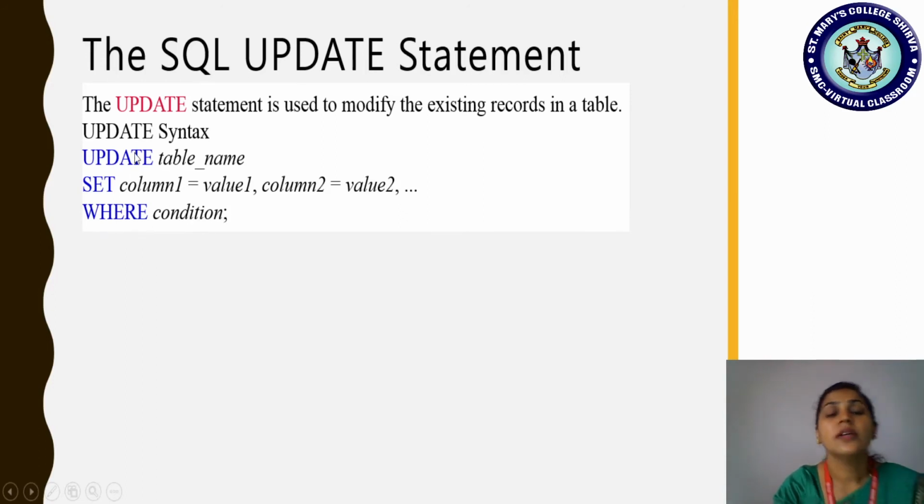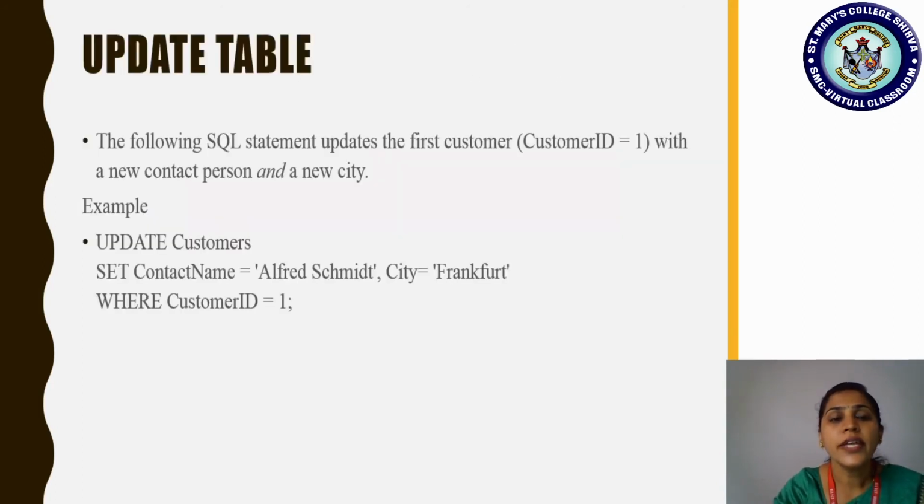So remember, with the update statement we provide update followed by the table name, then set, and following that keyword you specify for which column what is the new value you want to provide, and based on which condition you should select a particular row to update the changes. Okay, just check out here. The following SQL statement updates the first customer, that is with customer ID equal to 1, with a new contact person and a new city. So they are modifying their existing data.